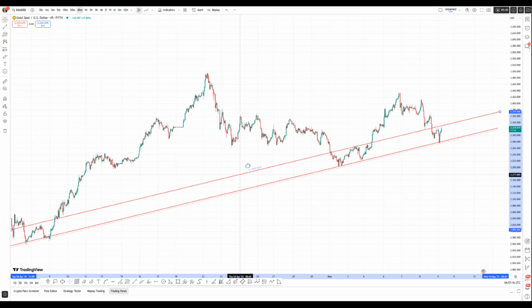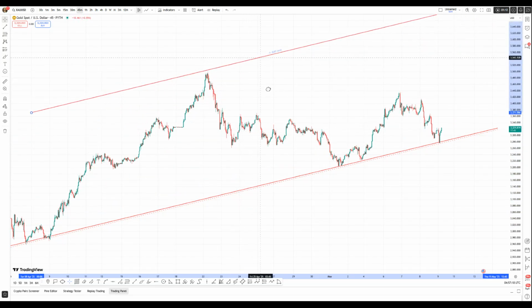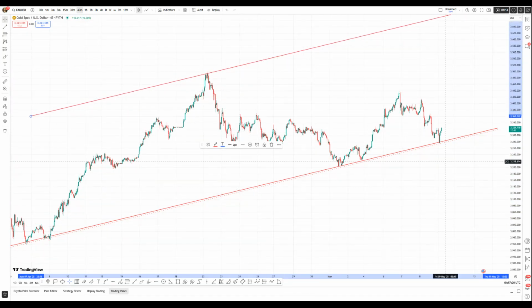Now, let's look at the current floor and the current roof. This is the current roof of the market, and this is the current floor. Now, it looks like price has come to the floor and it has left. And it did that in the Asian session. It did that in the Asian session.